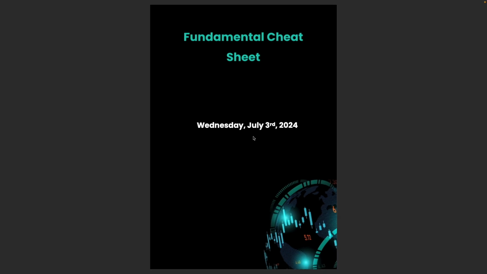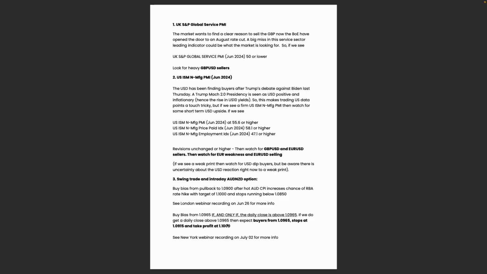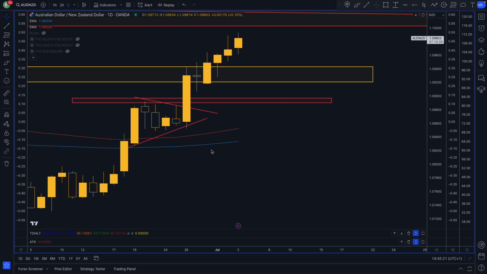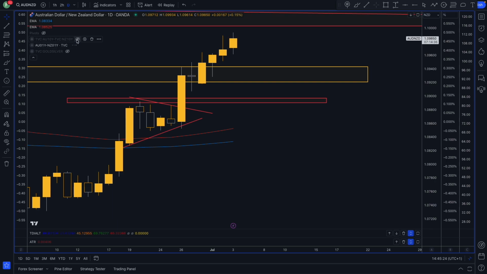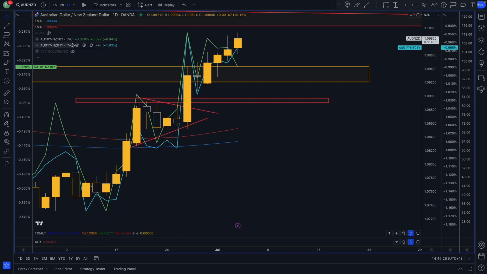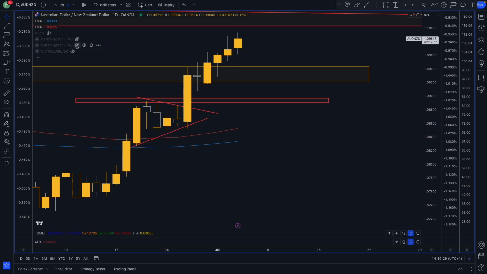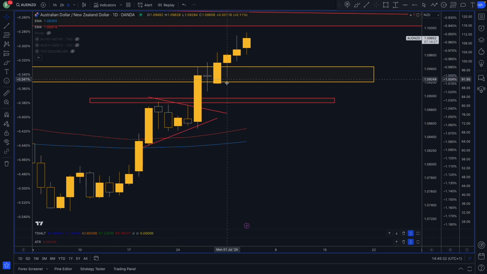You can see here, this is the cheat sheet from Wednesday, and we're just saying here, look, buy bias from 1.0965 if and only if the daily close is above 1.0965, and then we gave the expectations that you would typically expect. So that's why we look at the cheat sheet, and you can see even in this opportunity, this was a good sort of 5-6 days after the actual hot CPI print, but still providing opportunities as we look at the Aussie New Zealand dollar, noticing that yield spread ticking higher, noting interest rate expectations ticking higher, all of which was encouraging for a swing trade bias in the Aussie New Zealand dollar and intraday buying opportunities that we've been flagging up as we've been moving along.